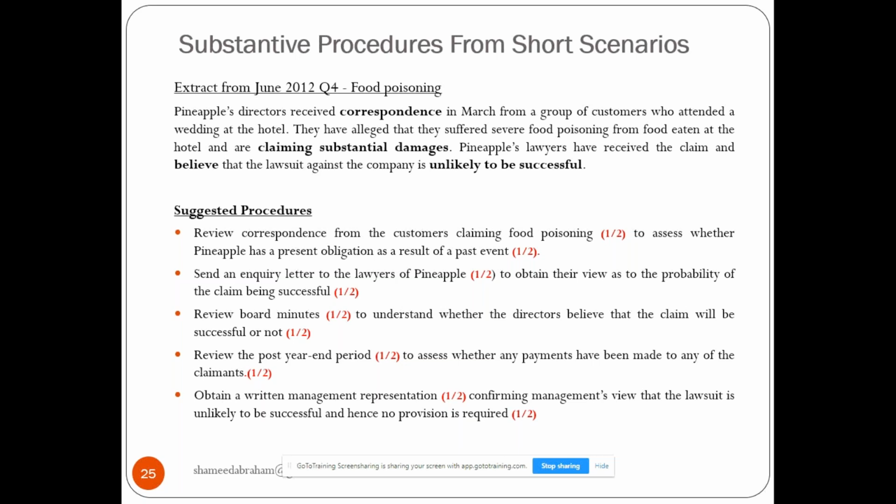But again, make sure you understand that I have the two elements of what a substantive procedure should have in it: audit evidence, and why. Another thing that I could have said as a substantive procedure: send an inquiry letter to the lawyers.